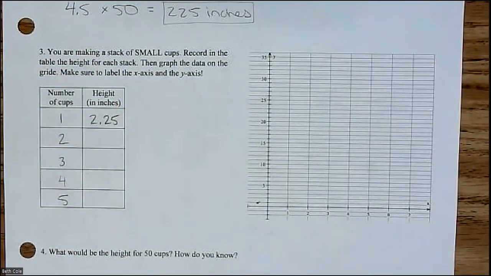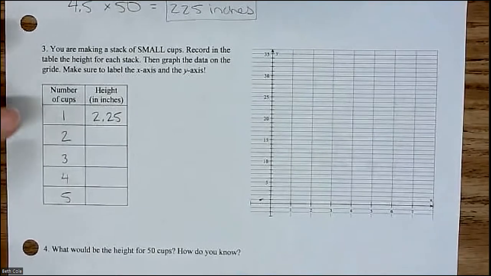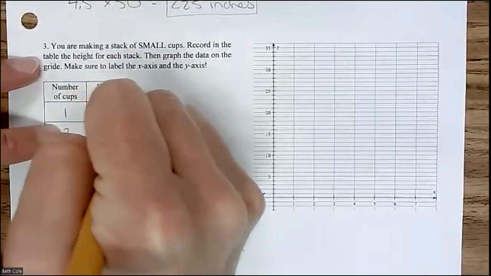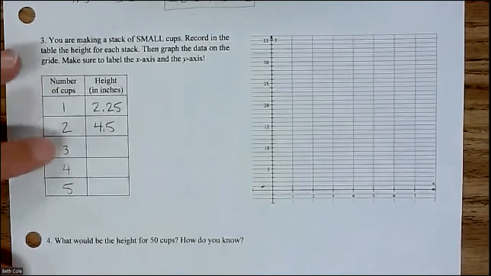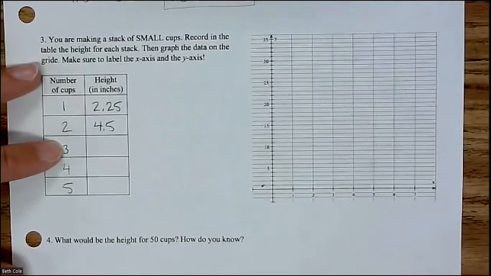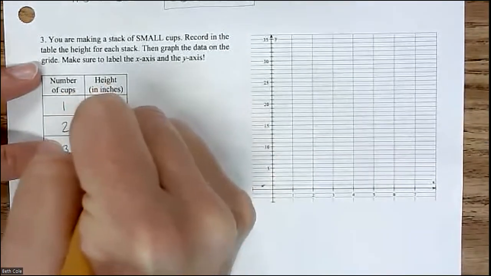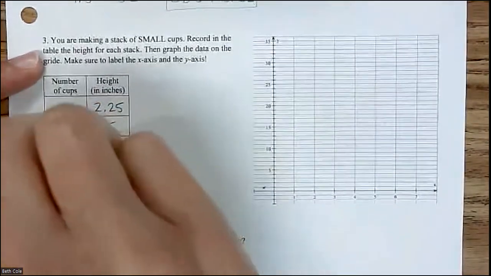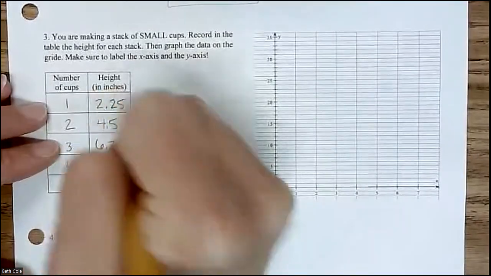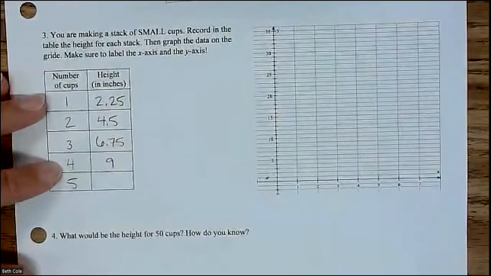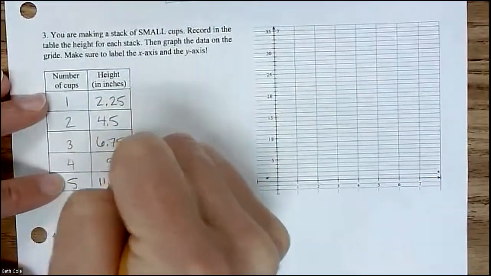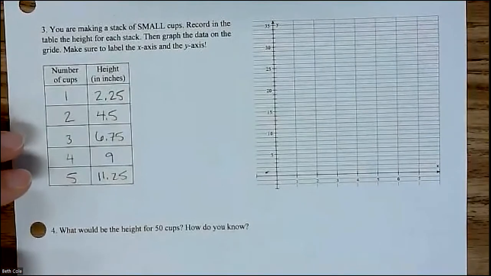So again, without measuring any of the others, it's just going to be a pattern where you keep adding 2.25. So how tall would a stack of 2 cups be? 4.5. And then what would the next one be? 6.75. That would just be 9, right? Yeah. And then 11.25.